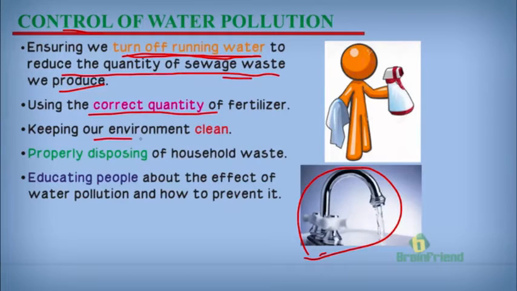We can also keep our environment clean. This can also help ensure that our water is not polluted. How? Maybe we do not dispose of our dirt properly, and the point where we put all this waste together, when rain falls, it washes some of this waste into the river. Inside the river, these pollutants begin to affect the fishes there. We can also do that by properly disposing of our household waste.